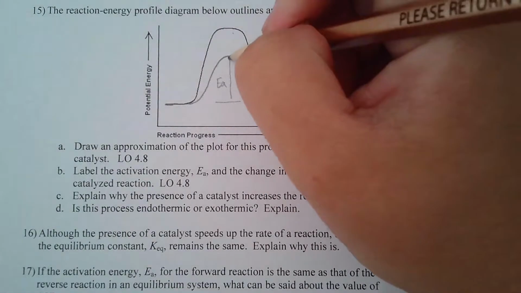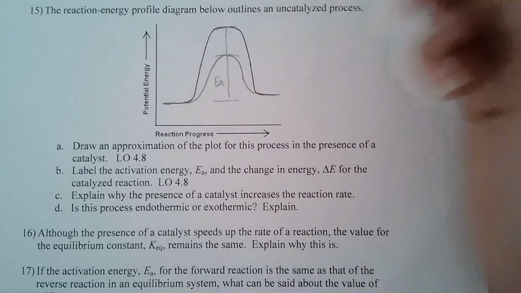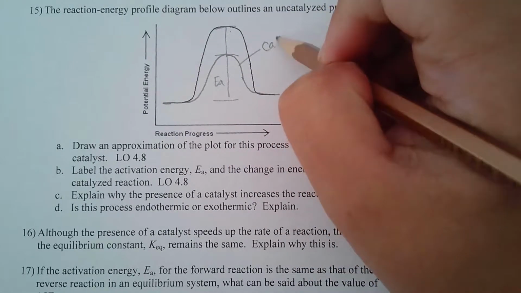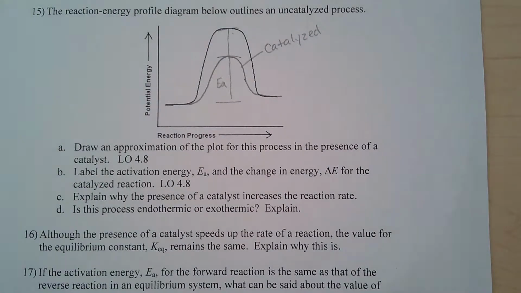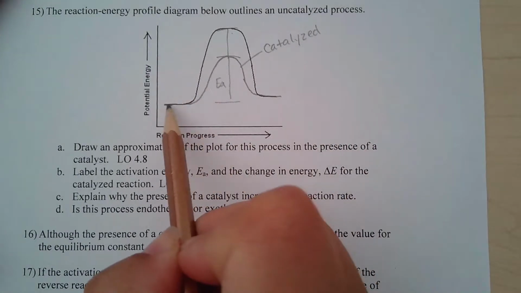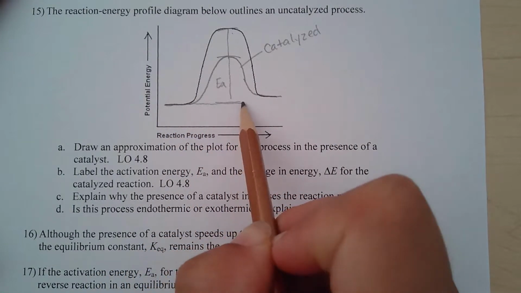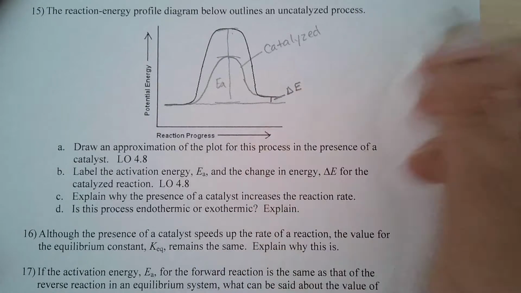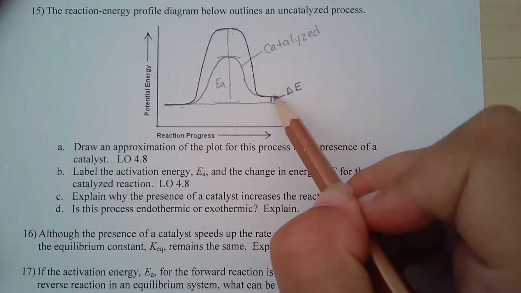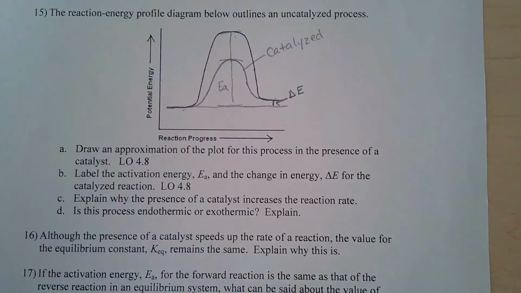EA, the activation energy. And this would be your catalyzed process. Label the activation energy. Did that. Label delta E. We know that delta E is the distance between the reactants and the products, so the delta E is this small disparity in here. What else? Explain why the presence of a catalyst increases the reaction rate.